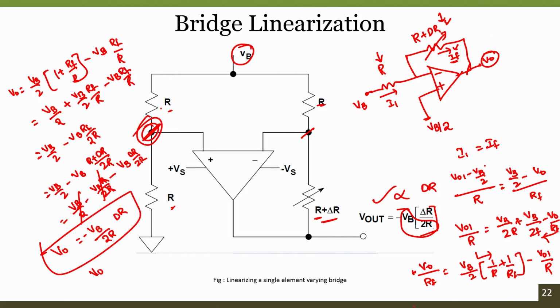So that means the output is directly proportional to delta R, but we always get a phase shift of minus. Of course, we can use another inverting amplifier configuration in order to remove the phase shift, which can also help us amplify the signal as well as remove the phase shift that we are getting from the previous stage. But in this configuration, by using a single element resistance, we can convert the resistance to a linear output voltage. This is another approach to designing a signal conditioning circuit, using a single element varying bridge to get a linear output. I hope this is clear.